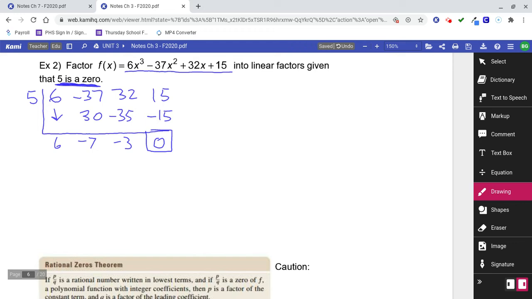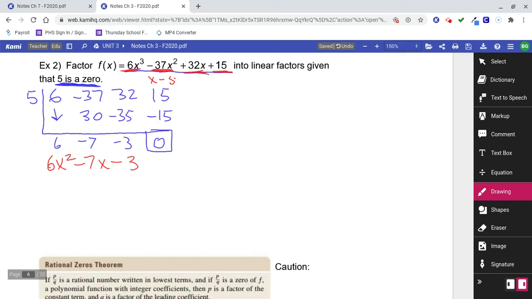But here's what's happened. We are basically doing a division problem. And so if you're dividing all these terms by x minus 5, I guess, it's going to knock off the power of x. And so that means what we have here is 6x squared minus 7x minus 3. So we've got a new polynomial, 6x squared minus 7x minus 3.